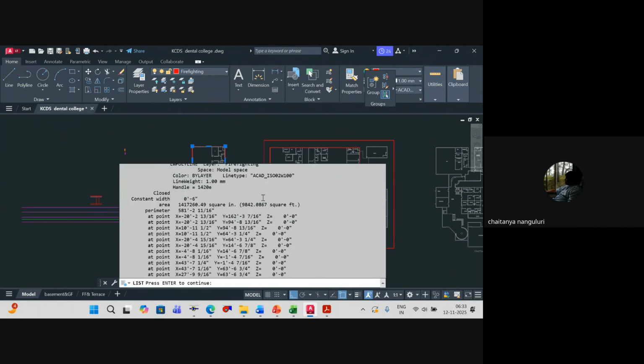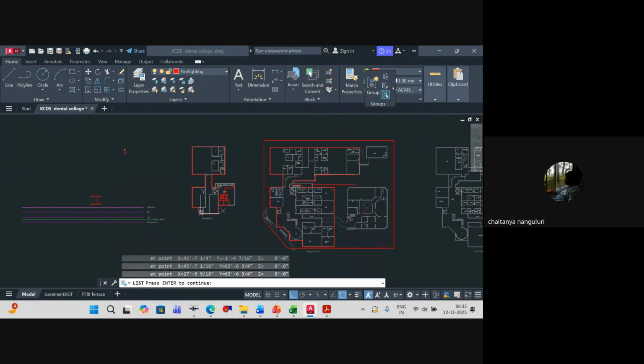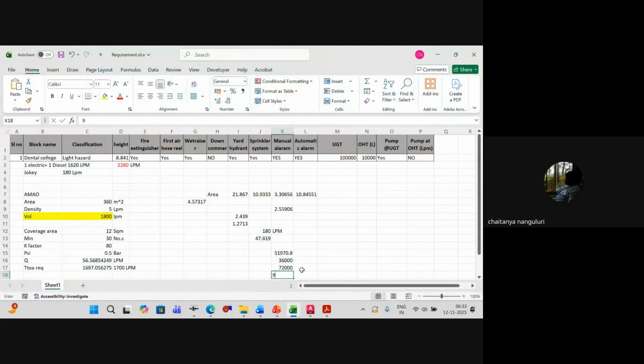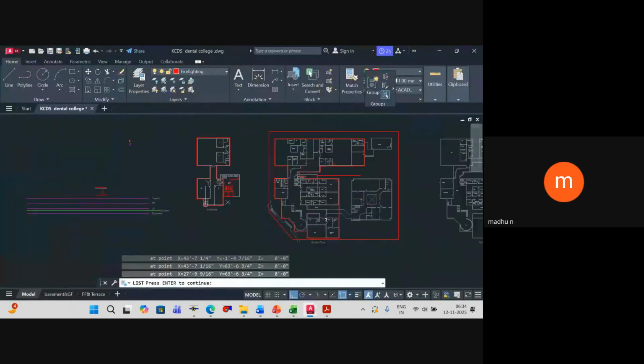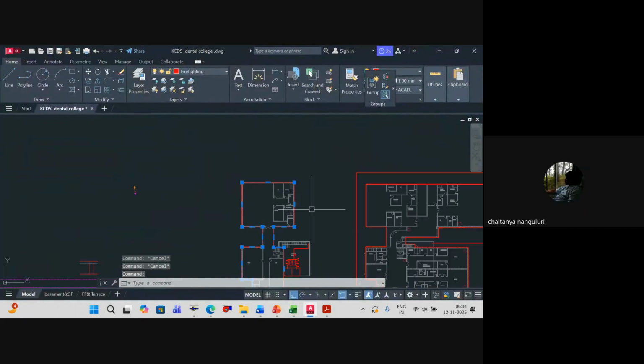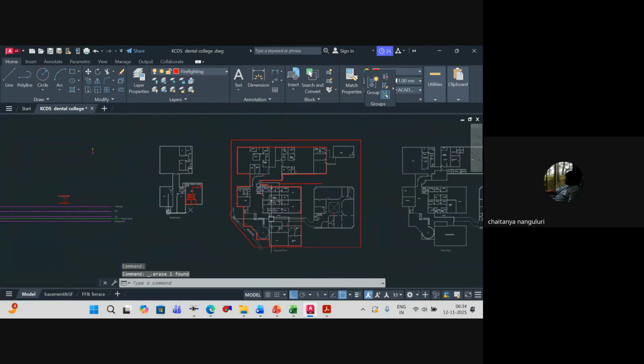So what is the area? 9,842 square feet. So if you add together, it will be 81.84, the sum of all these elements. So 81 means, don't you think at least I should have 2 zones or not? Yes, at least 2 zones. So at least we'll have 2 zones of sprinklers for sure, right?